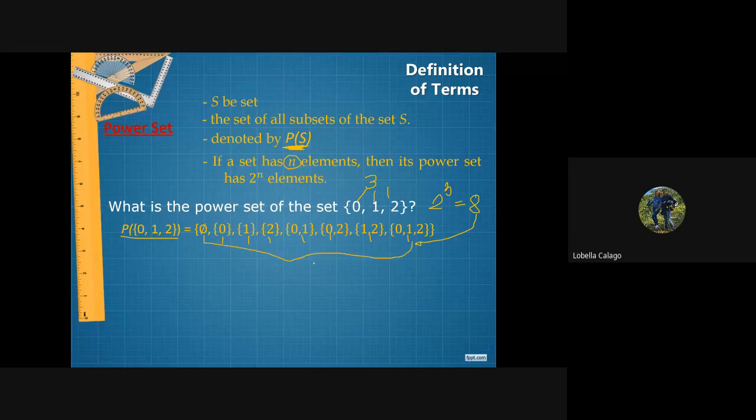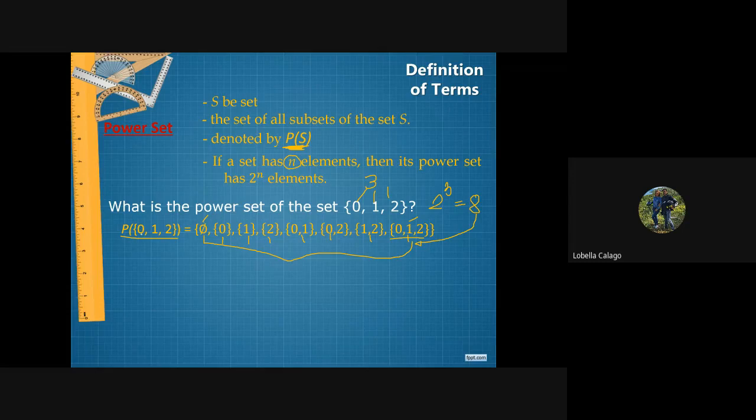Ma'am, bakit ganyan po yung mga elements sa power set? So, ganito po yan. In the first part, you have the null set. In the power set, pag sa power set lang, you must have a null set and the complete set. Ito na yon. So, 0, 1, 2, complete set. Ito, so i-combine mo na lang.